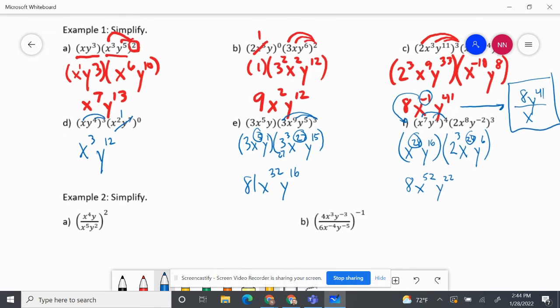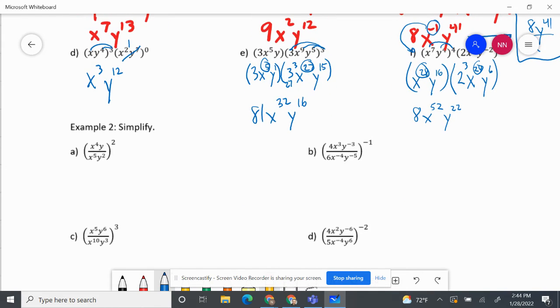16 plus 6 gives us 22. Now let's look at a few different types of problems. Instead of multiplying, we're going to be dividing. Now with this right here, because the dividing is inside the parentheses, order of operations, we're going to do parentheses first, and then we're going to do exponents.